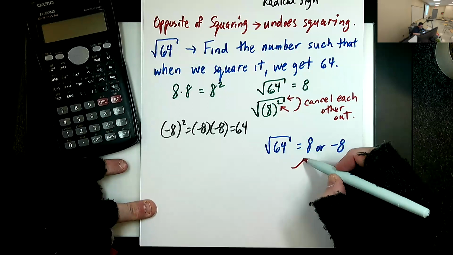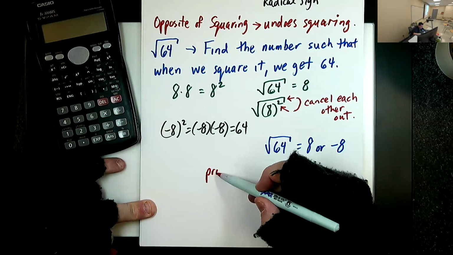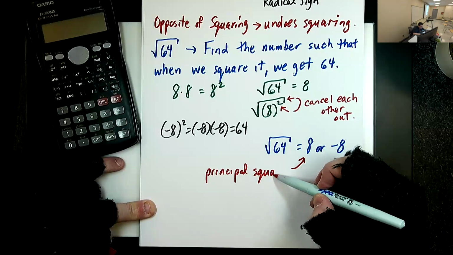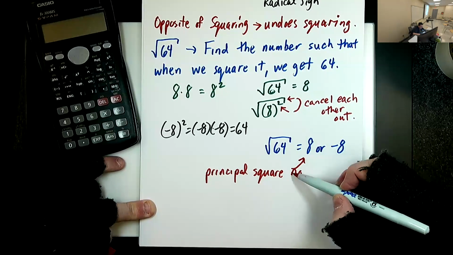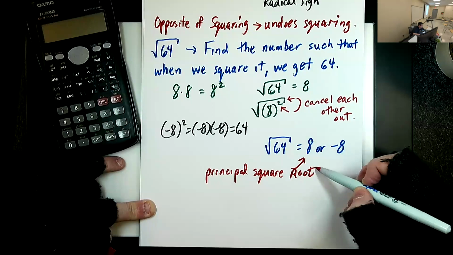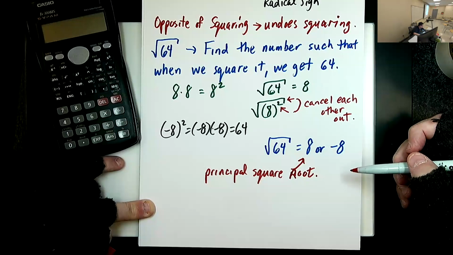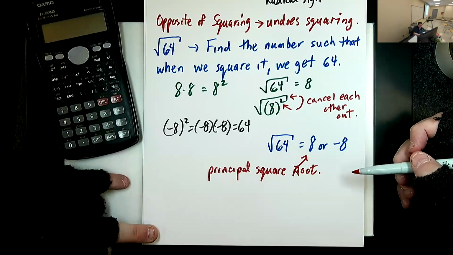The positive one is called the principal square root. That's just terminology. In case you see it, they say principal, and you're like, what is that? Jones didn't tell me that? Yeah, Jones told you that. In all reality, when you take the square root, it's the one the calculator spits out. It's the positive one. The calculator will not spit out the negative one.